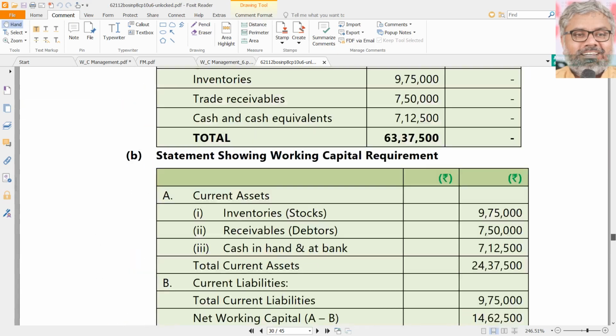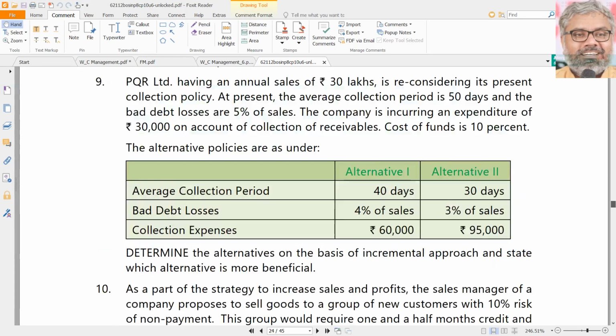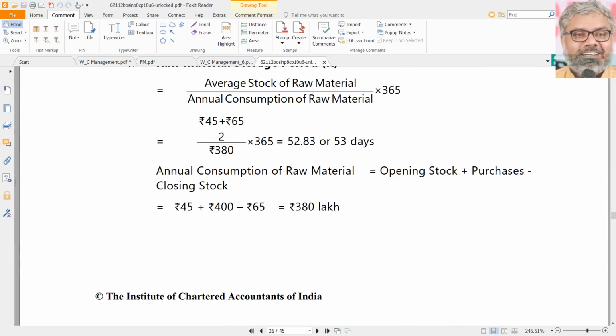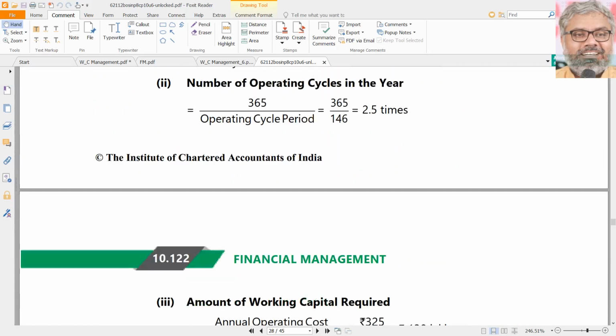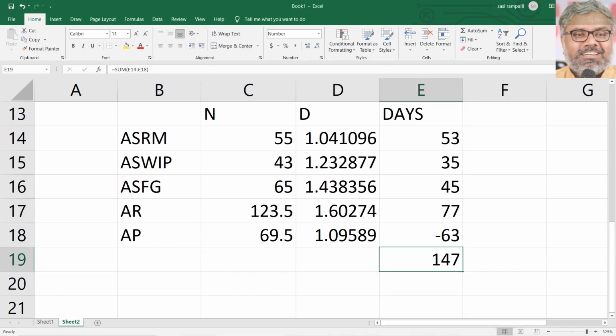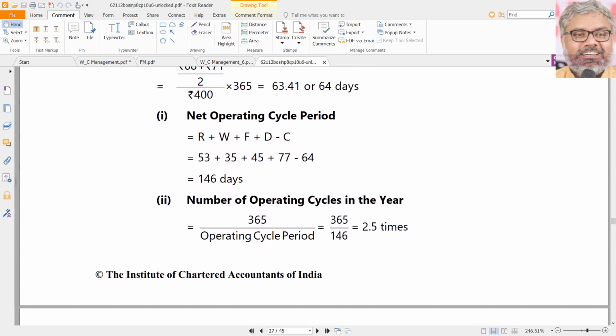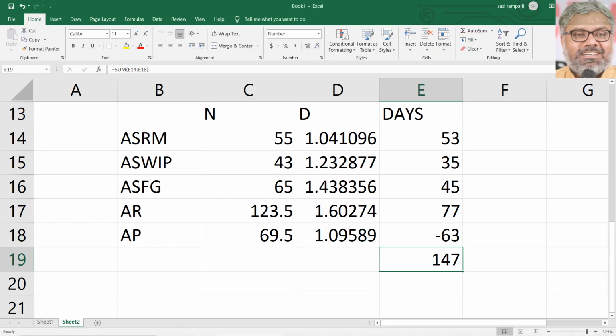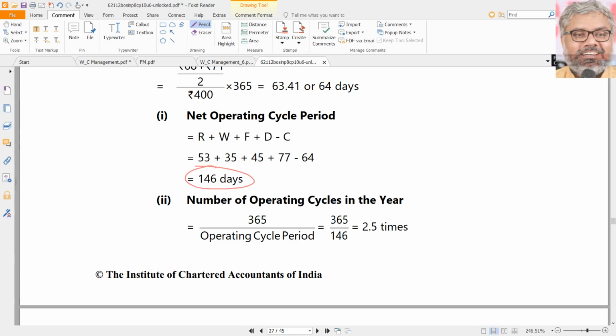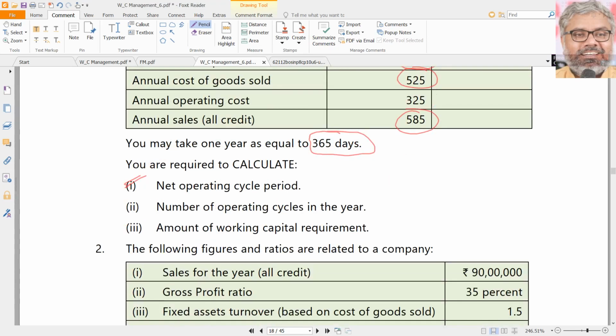I'll just check the answer. It should be 46, 47. That's okay. That will depend upon the computation. So here this is 146 or 47, whatever. That is the number of days of the operating cycle. But that is not the only question. Also what was asked? The number of operating cycles in the year.